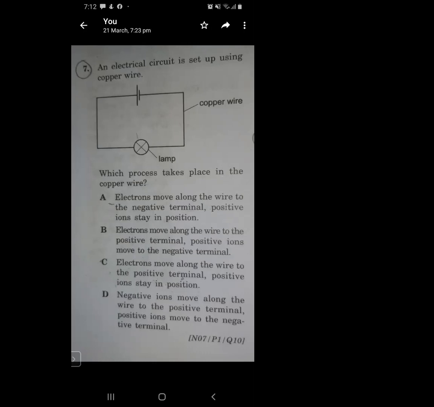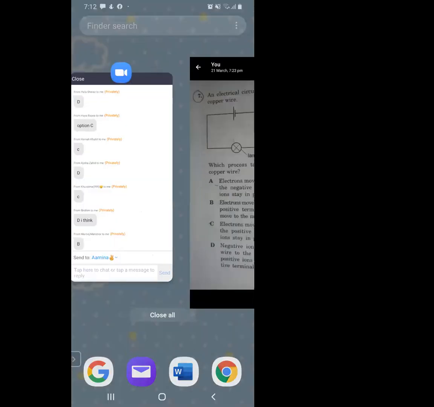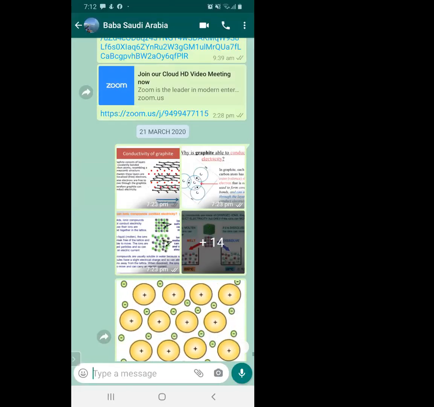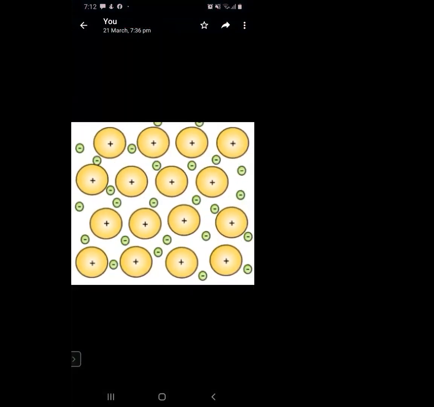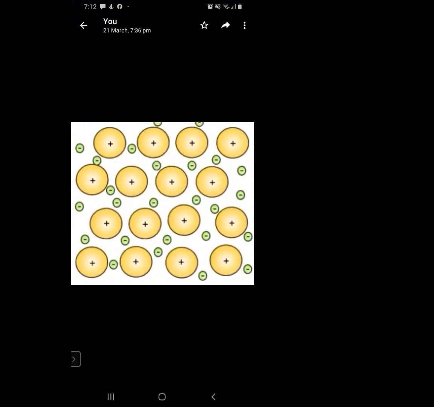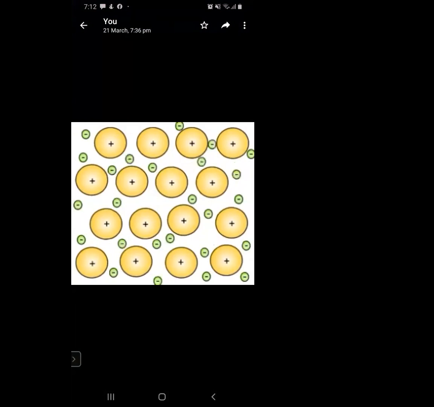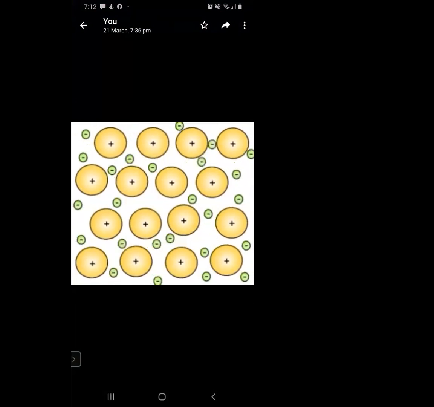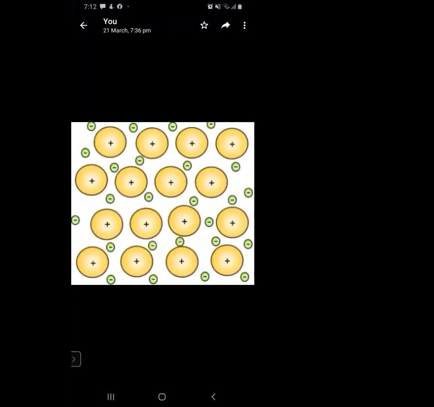Oh, okay. Now I got it. Positive ions, by positive ions they mean those cations which are embedded in the sea of free electrons. Remember the metallic structure I showed you? Wait, let me show you again. By positive ions, they mean these cations embedded in the sea of electrons. They will be fixed in their positions. They won't move. They might vibrate, as they are vibrating here, but they won't move. It is the free electrons that will move.